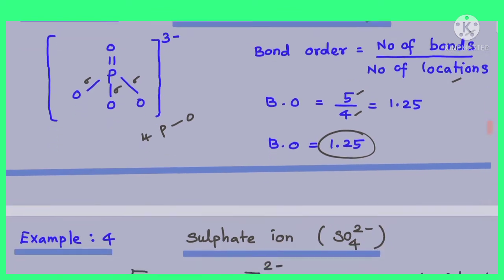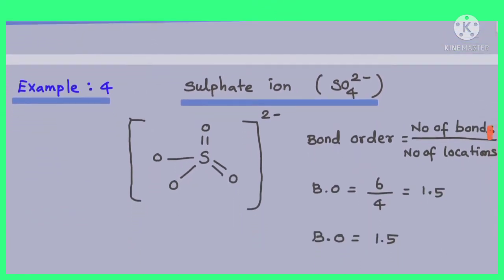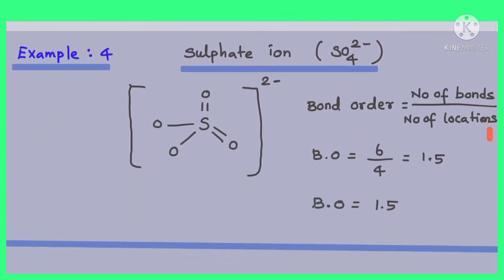Then the next example, the sulfate anion, formula SO4 2 minus. Look at the net charge 2 minus, which means we have only 2 single bonds between sulfur and oxygen. The other 2 oxygens are bonded with sulfur through double bonds, with net charge 2 minus.